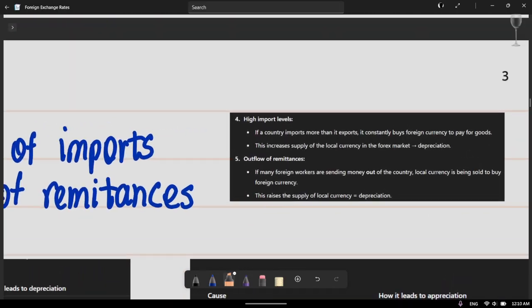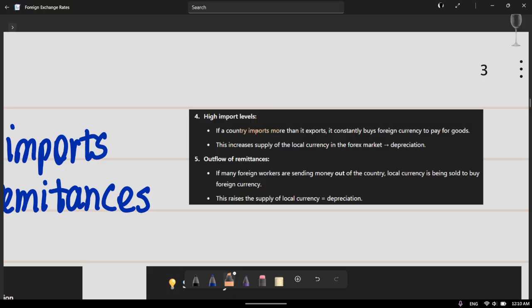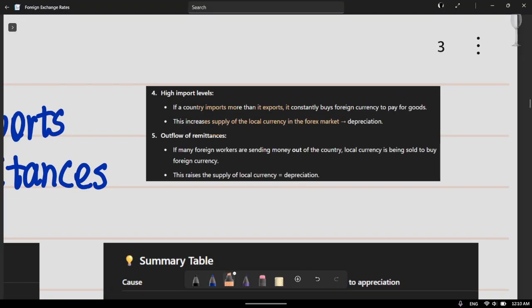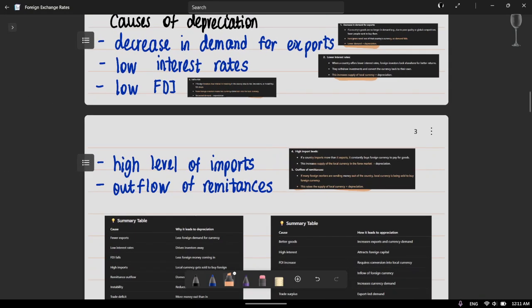High flow of imports. If a country imports more than it exports, it constantly buys foreign currency to pay for the goods. That means that the country is demanding more of a different country than that country is demanding of your country. This increases the supply of the local currency in the forex market, which leads to depreciation. Now, we also have outflow of remittances. If foreign workers are sending money out of the country, local currency is being sold to buy the foreign currency. This raises the supply of the local currency, which in turn leads to depreciation.